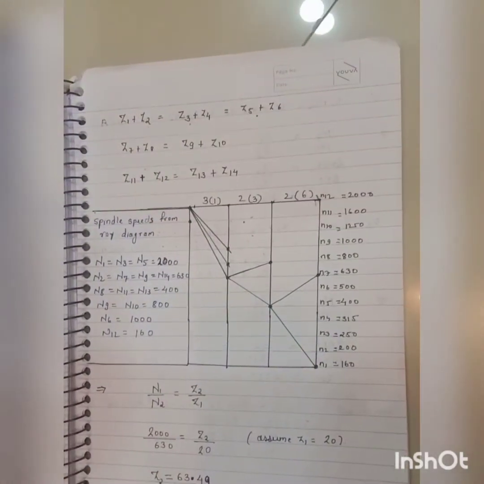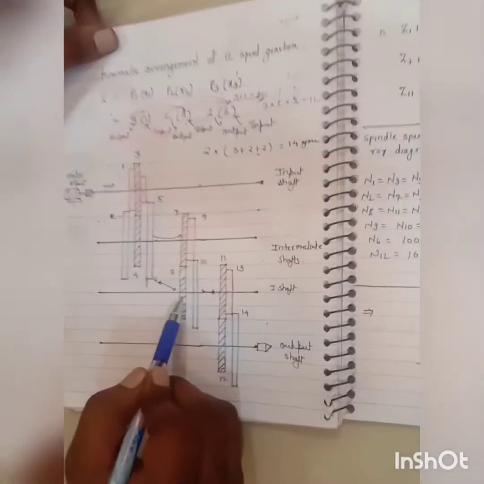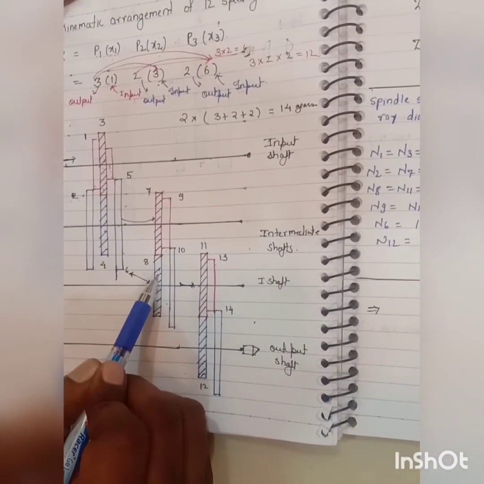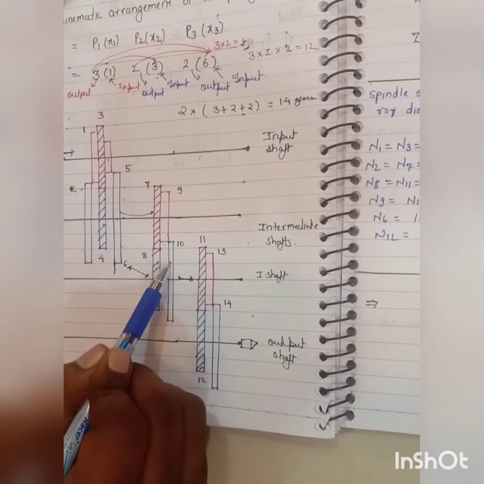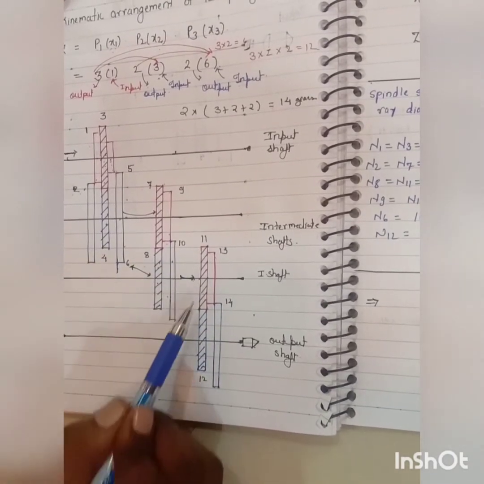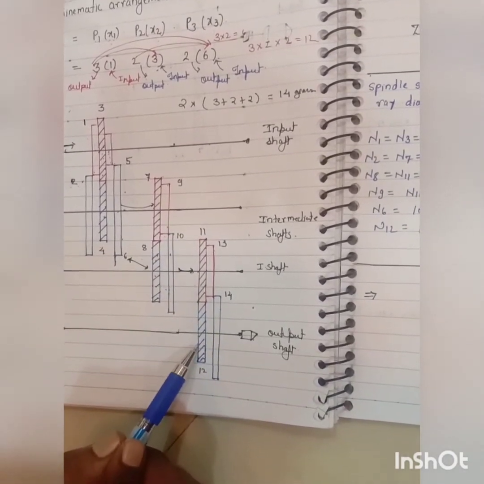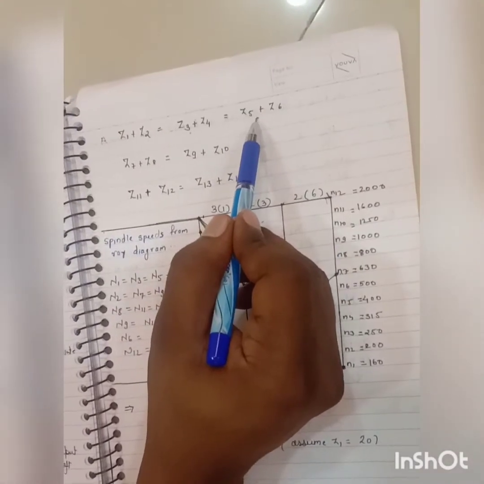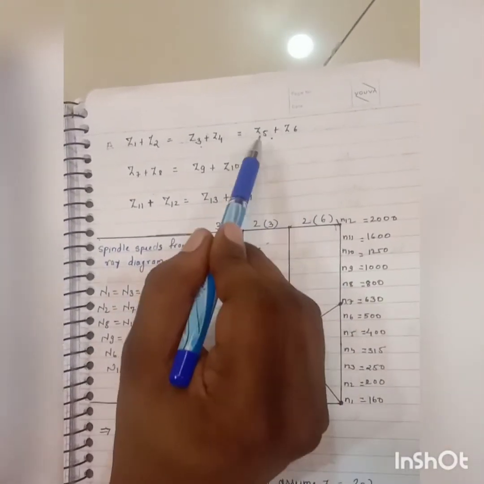Similarly, you can see from this gear that Z7 plus Z8 is equal to Z9 plus Z10. Likewise, Z11 plus Z12 equals Z13 plus Z14. So once again, this becomes your governing equation, which comes from your kinematic arrangement.